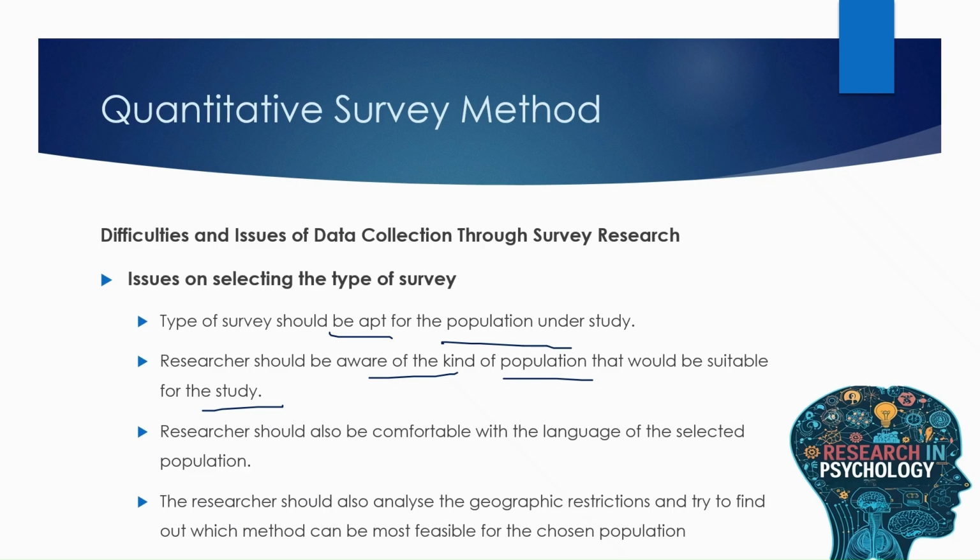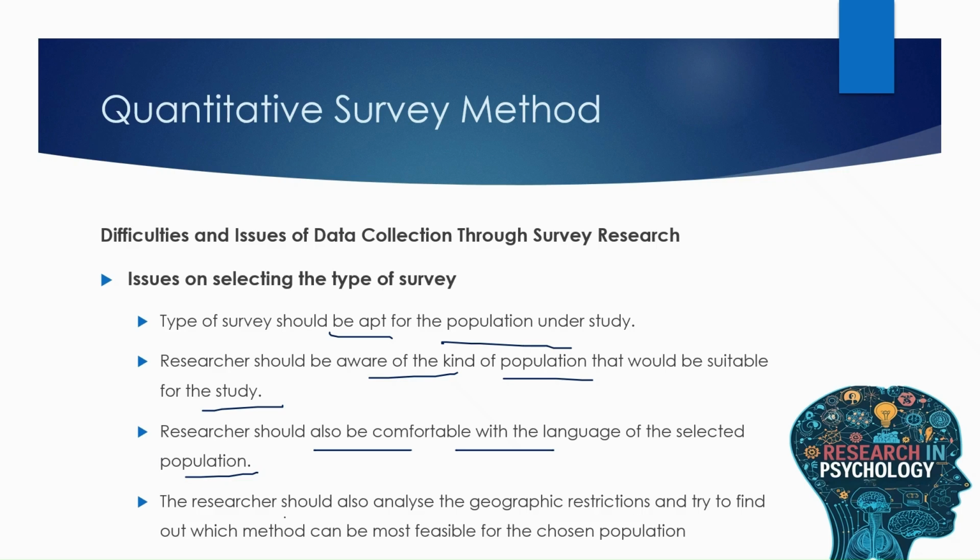The researcher should know what kind of survey is apt for a particular population, and also what kind of population is apt for the survey. Also, the researcher should be comfortable with the language of the selected population. So if you are using a generic language like English to perform a survey, you are preparing the questionnaire in English and your target population is not able to understand or read English, then that is going to be another huge problem, right? So the researcher should also be comfortable with the language which the chosen population is comfortable with.